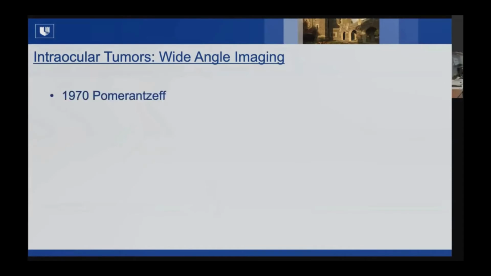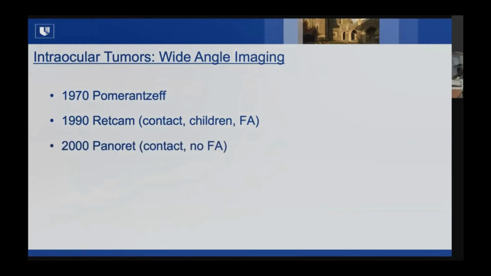Making a little bit of history, that was first described by Pomerantsev in 1970. Then in the 1990s, the RedCam came, and it is a contact camera. It's mainly for children, and it does have the fluorescein angiography capability. In the 2000s, the Panoret, from a company that is not available any longer, had this widefield contact camera, but it did not have a fluorescein capability.